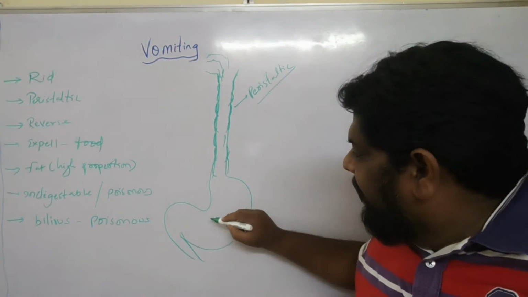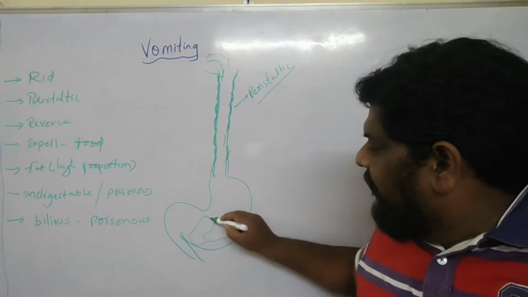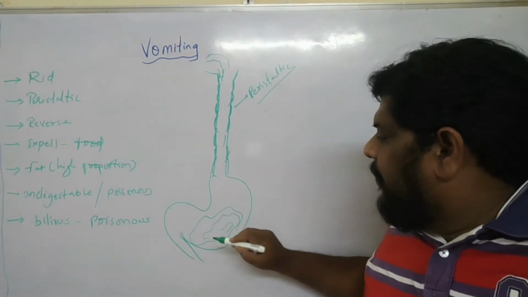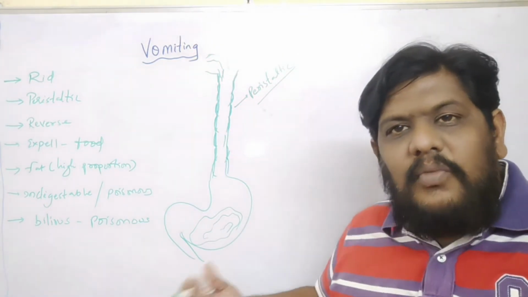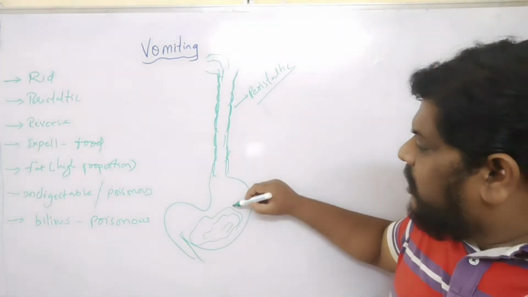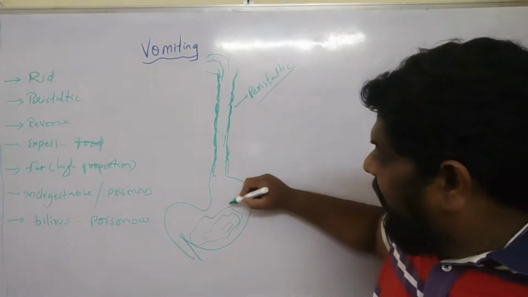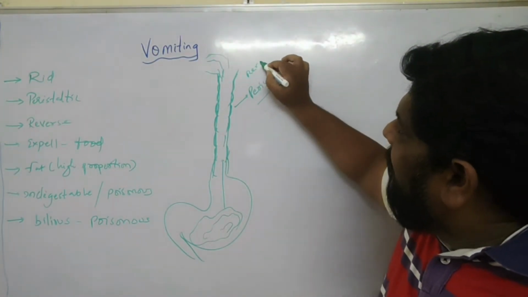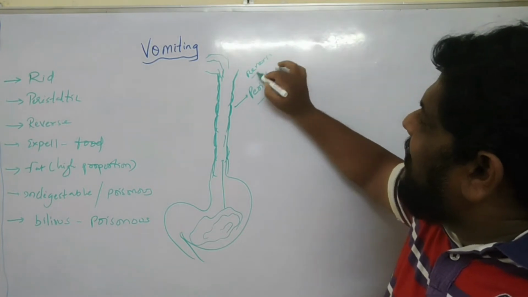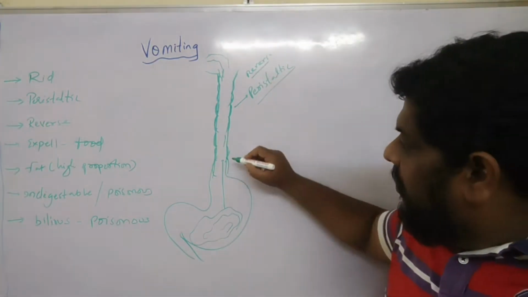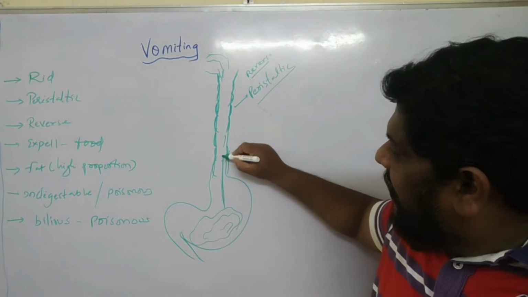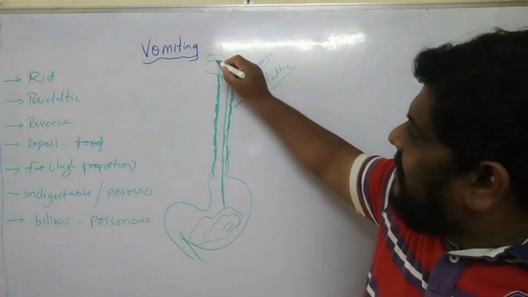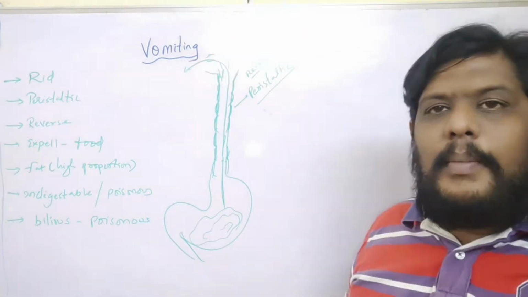Now the same movement here. The food which is inside here, which is harmful to the body, which is not proper, should be sent out. That means the food should go in a reverse order. That means reverse peristalsis will take place, and the food will go the same way from where it has come, and then it will be vomited.